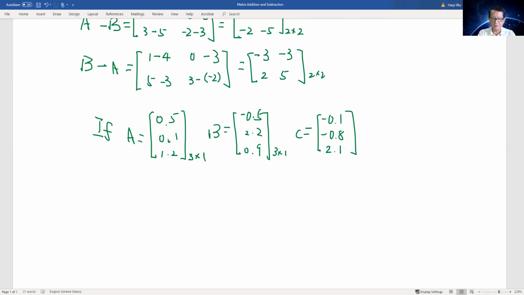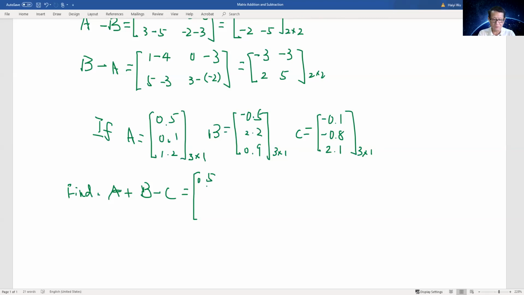So let's see how we can add them together. We need to find what a plus b minus c is equal to. So how do we add them together? Let's check the dimension first. Can we add them together or minus them? We can, because they're all the same dimension, 3 by 1. So therefore we can do that.